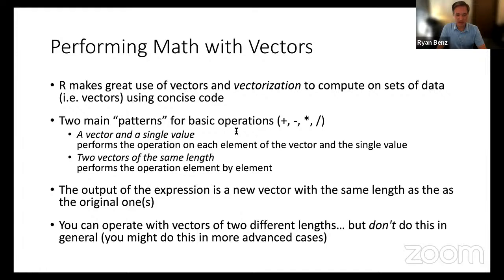Just as a word of caution, be careful: you can add or operate on two vectors that are not the same length, but absolutely do not do that. It's possible, but it will get you into trouble. We'll practice that in just a minute. But when you're going to operate on vectors, you either take a vector with a single value, or two vectors of the same length.